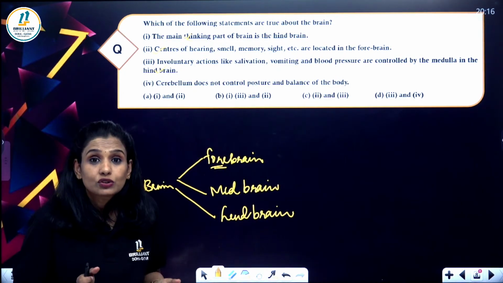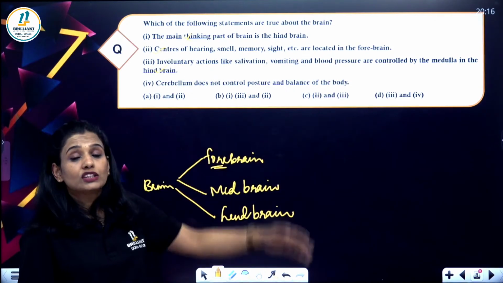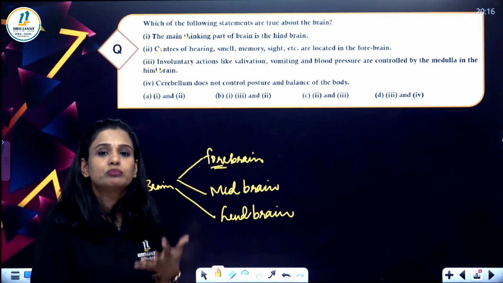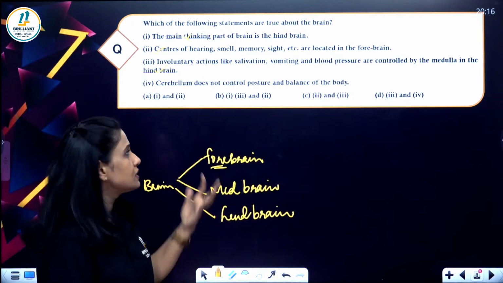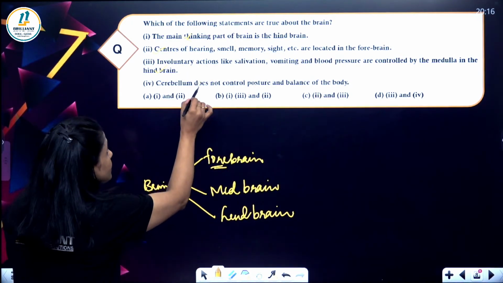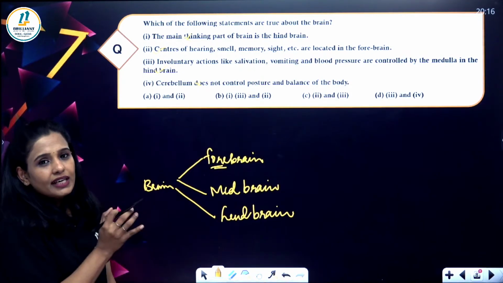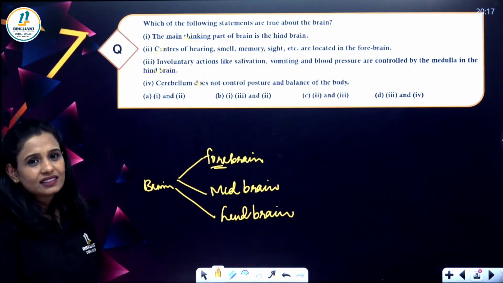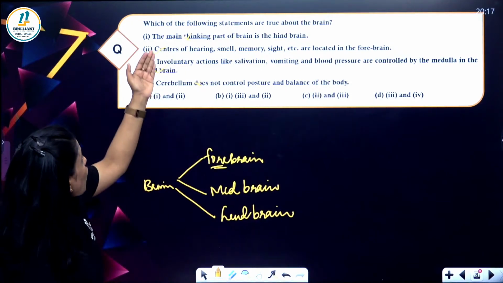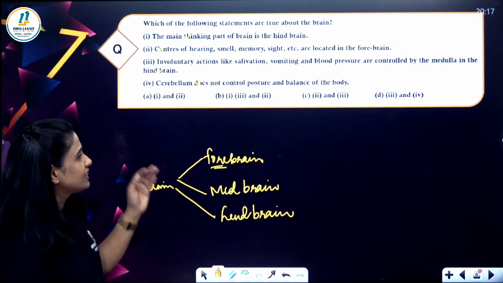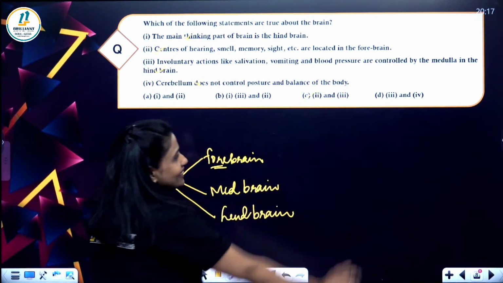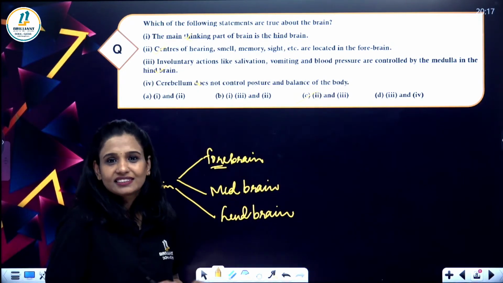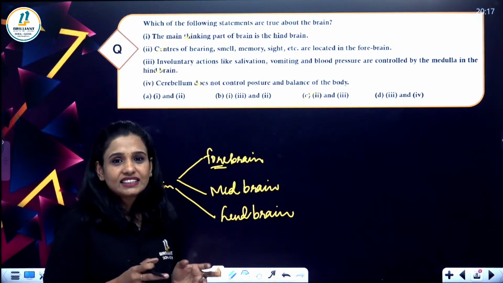Now, cerebellum does not control posture and balance of the body. No, it is wrong. Controlling body posture and balance is the function of cerebellum. So this statement is wrong. So which are the statements which are correct? That is option 2 and 3. These two statements are correct, but option 1 and 4th is wrong. So which is the correct option? Option C, that is second and third statements are correct.